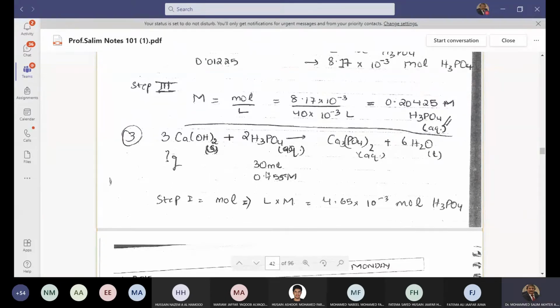From these two pieces of information, can I convert this into liter? Yes. Can I write down 0.155 moles per liter? Of course. From these two, can I get moles? Yes. From moles, can I get moles of calcium hydroxide? Yes. From moles of calcium hydroxide, can I get gram? Yes. Can I multiply by 74?